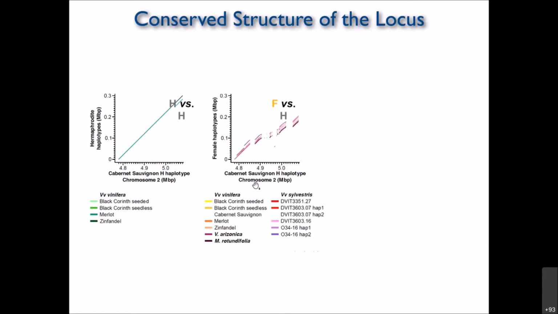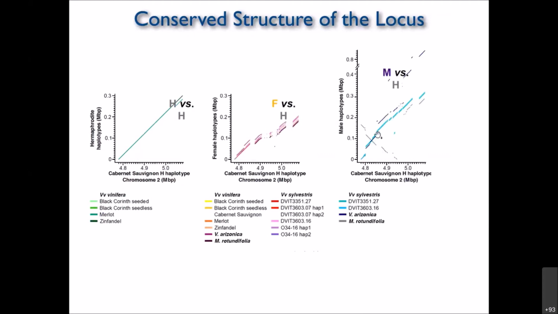If you look at the hermaphroditic haplotype from Cabernet Sauvignon versus females, female haplotypes are shorter. And if you look at the male haplotypes, they tend to be longer, quite a bit longer than the hermaphrodite haplotype.